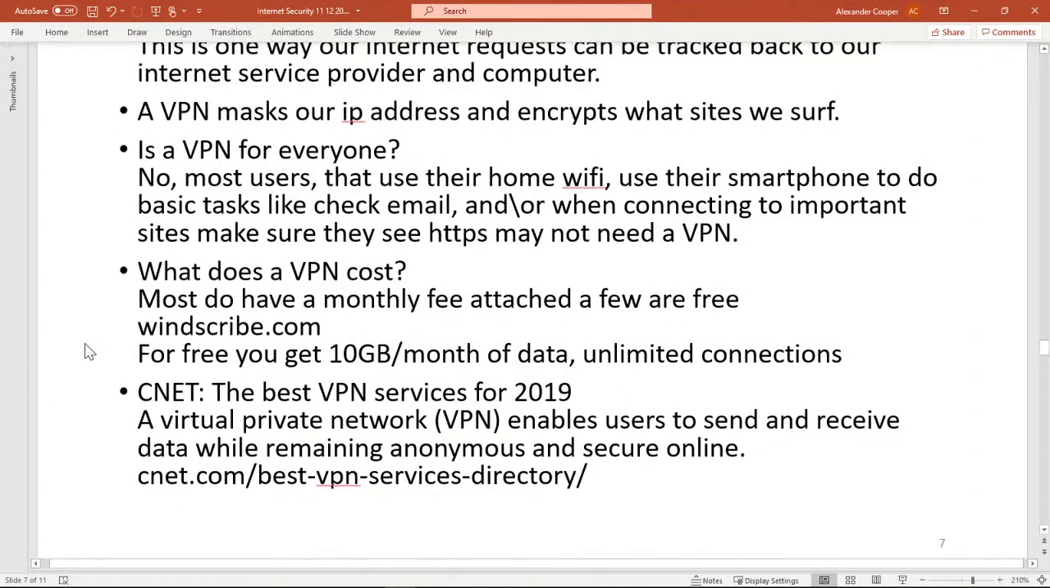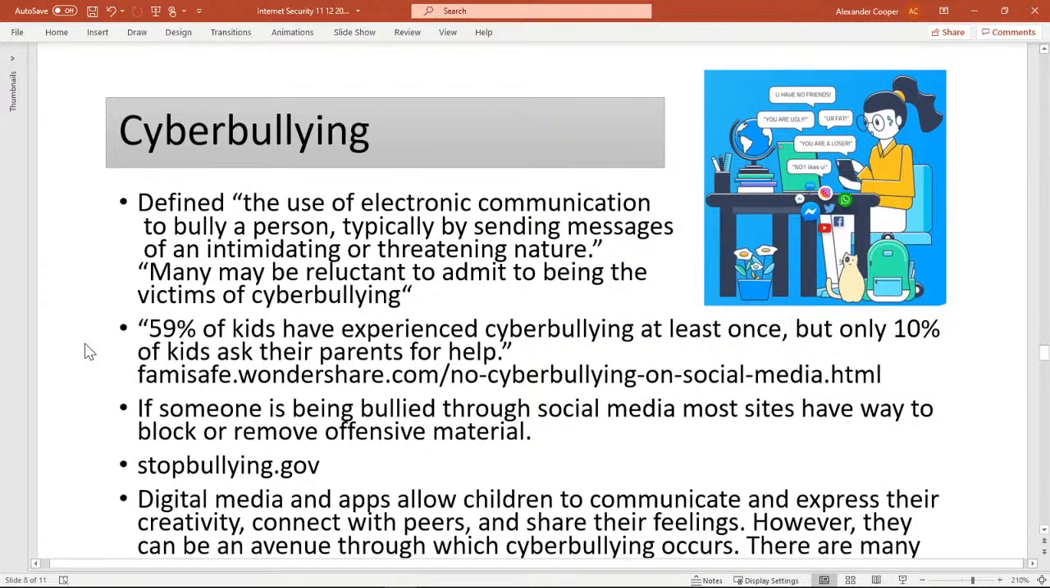All right, so any questions about that? I know that's a big topic to talk about. It's a little bit different, but hopefully I've given you a lot of information. I hope my visual has explained it pretty easily. Okay, so most people don't need a VPN, just stay safe, make sure you see the HTTP and everything.